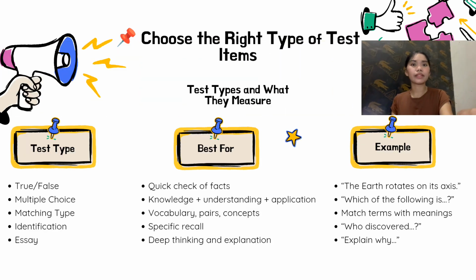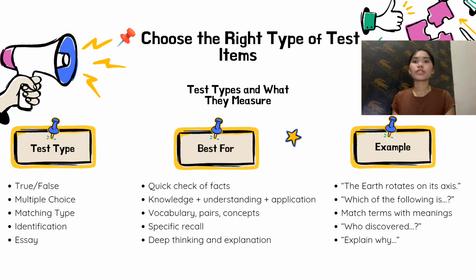Punta naman tayo sa pangatlong slides. Choose the right types of test items, the test types and what they measure. Kung hindi mo pa na-realize, baka at the end of this video, ma-realize mo na every type of test pala is may mga skills tayong lumalabas na hindi natin napapansin. For example, meron tayong test types na 5, which is true or false, multiple choice, matching type, identification, and also the essay.